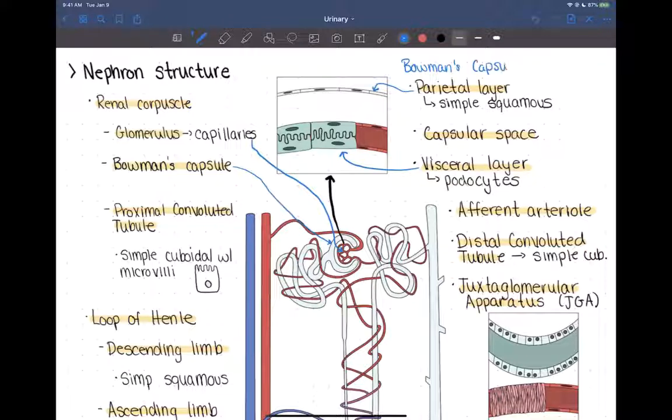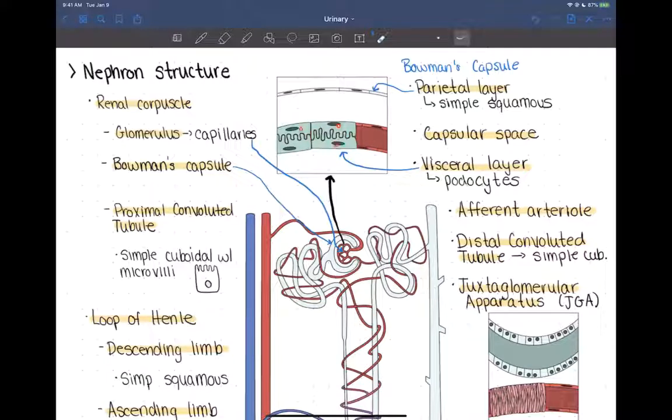Okay, so the Bowman's capsule has a parietal layer made up of simple squamous. It has a visceral layer made up of cells called podocytes. And they're called podocytes because podo refers to feet, right? And they have these little feet that kind of interlock with each other. And those are the podocytes.